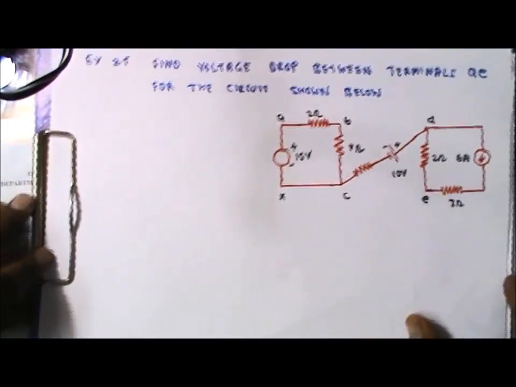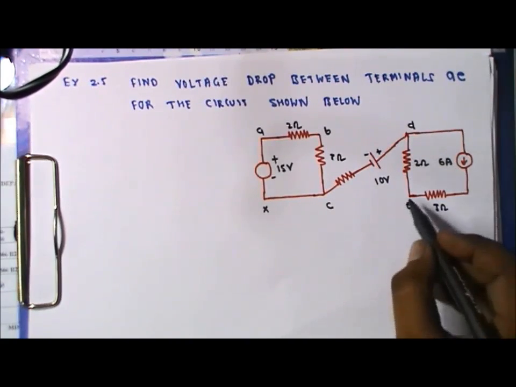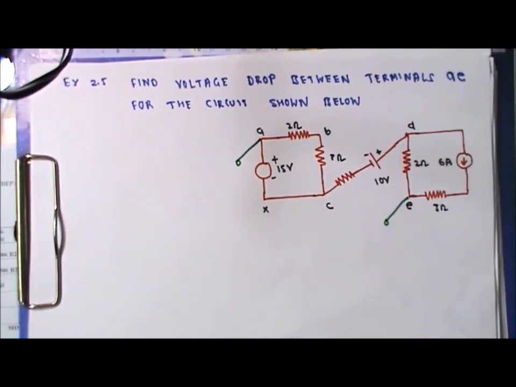Now move on to the next problem that we have to discuss, like this. This is the circuit. In this example, we have to find the voltage drop between the terminals A and E for the circuit shown below. Here this is the terminal A and this is terminal E. We have to calculate the voltage across this terminal.